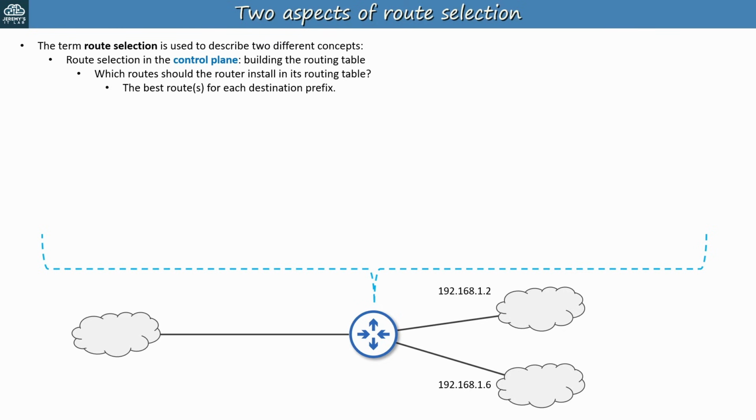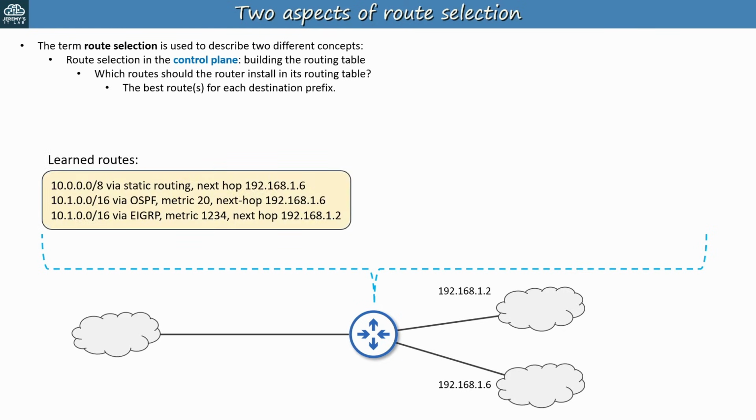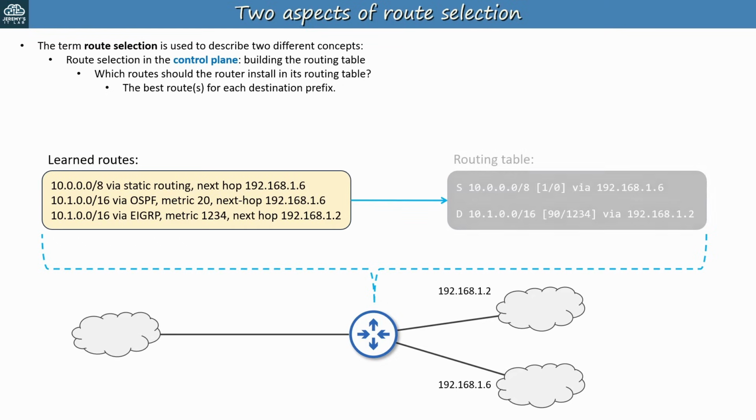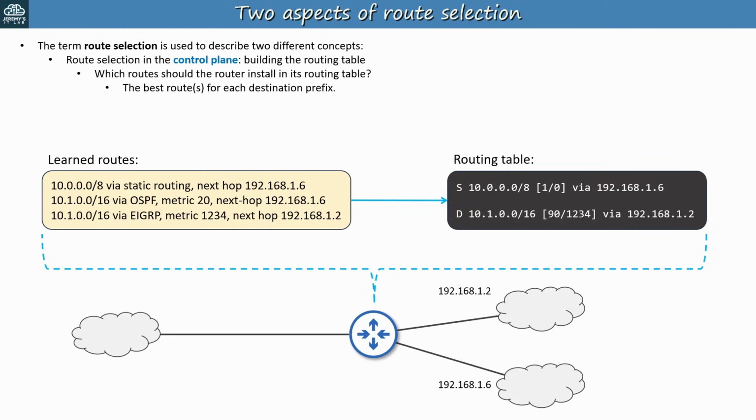Here's a quick example of route selection in the control plane. R1 has learned a few routes from different sources. A static route to 10.0.0.0/8, an OSPF route to 10.1/16, and an EIGRP route to the same prefix. So 3 routes to 2 different prefixes. Using the AD and metric values of each route, the router selects the best route to each and adds them to its routing table. That is route selection in the control plane, taking routes from various sources and selecting routes for the routing table.